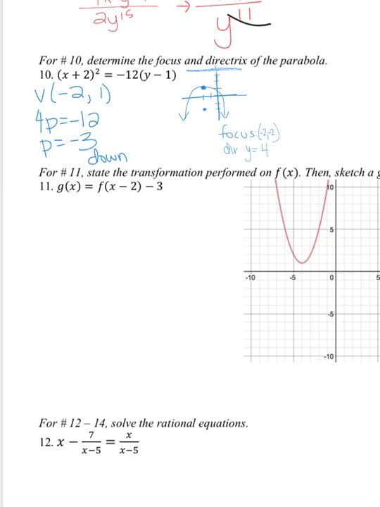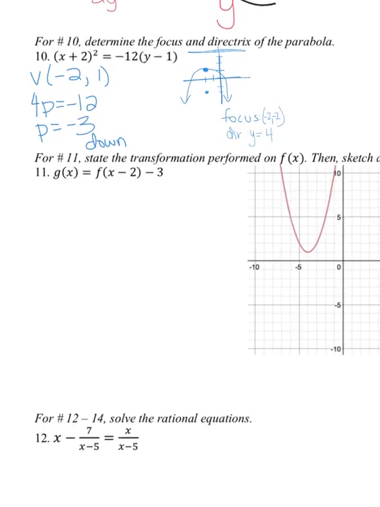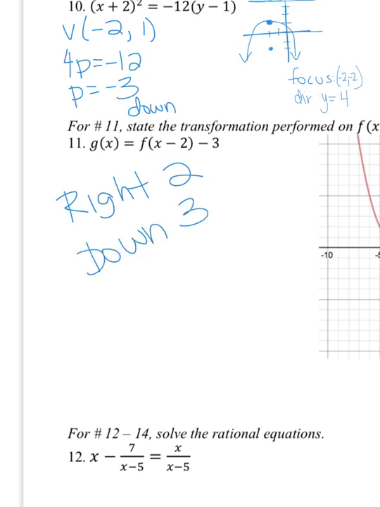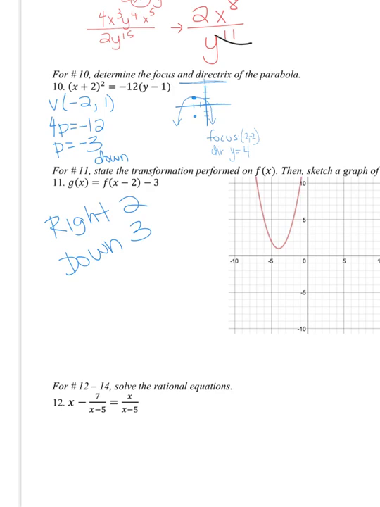Number 11, state the transformation performed on f of x and then sketch a graph. So we have f of x minus 2 minus 3. So the minus 2 inside the parentheses tells me I go to the right 2, and the minus 3 on the end tells me that I go down 3. So to sketch a graph, I'm given the graph of f of x. To sketch a graph of g of x, I'm going to take some of those points and move them to the right 2 and down 3.